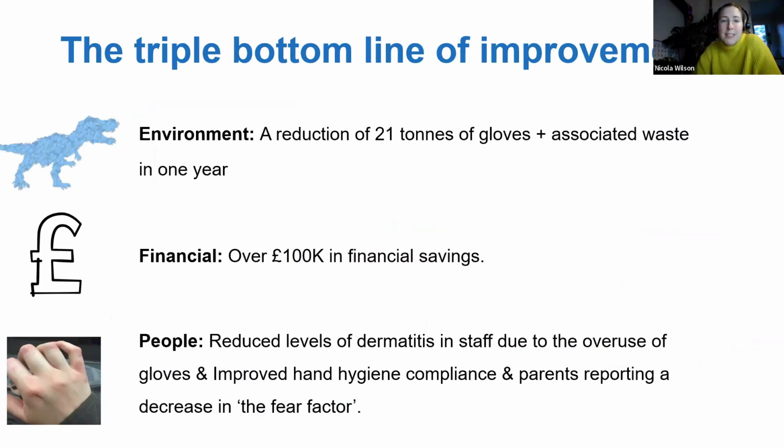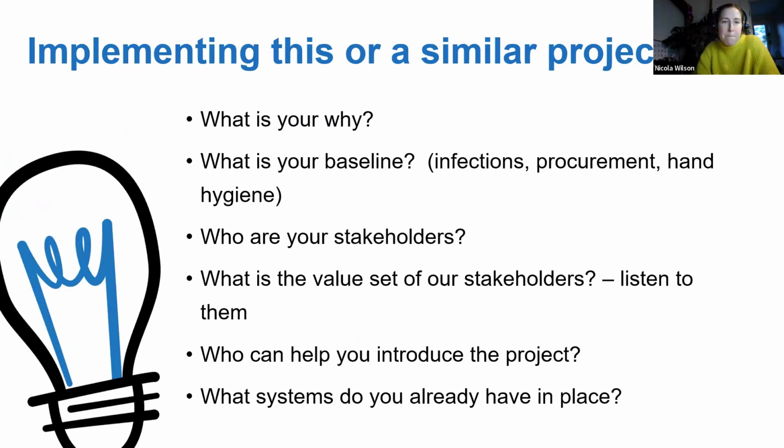But if we look just at that first year, we saved 21 tons of gloves and associated waste in a year. We made a financial saving of 100,000 UK pounds, and that was both in the procurement of the gloves but also in the disposal of them. And we also saw our staff have a decrease in their sore red hands, which was brilliant. And then from an infection control perspective, we saw our hand hygiene improve, but we didn't see any increase in infection rates associated with the project.